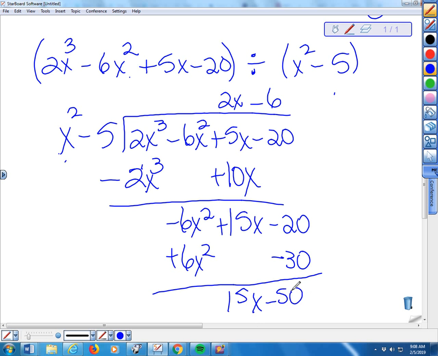Well, now this degree is less than this one, so I can't divide into it anymore. That's my remainder. To write my answer then, it's going to be 2x minus 6 plus 15x minus 50 over the divisor. That's it. It goes in this many times with this remainder.